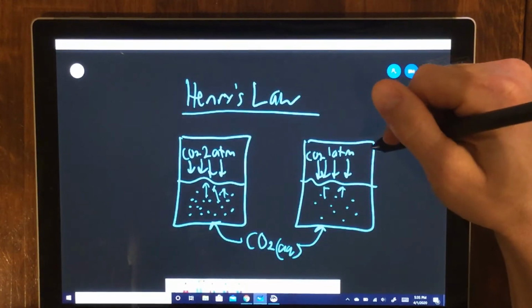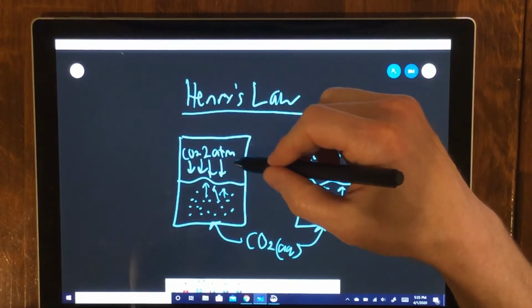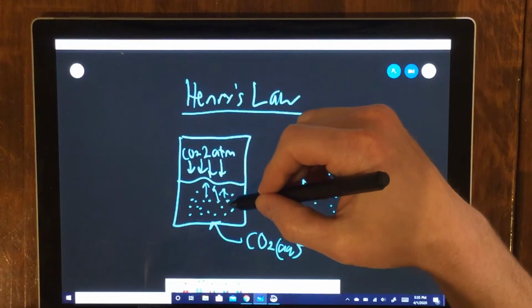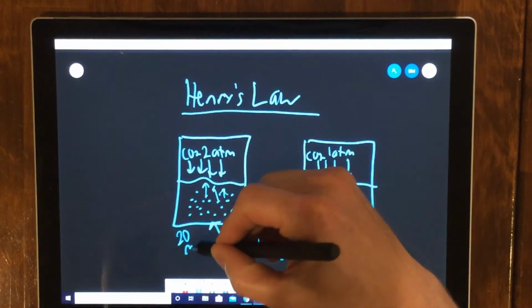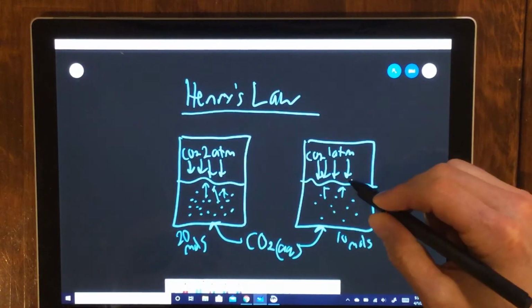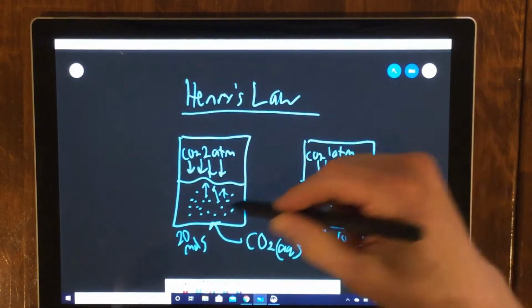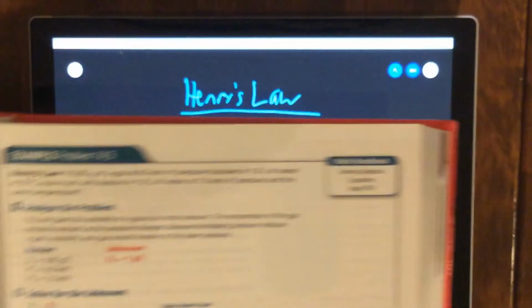It just stops recording. So bottom line is, the higher the pressure above the solution, the more particles stay in the solution. This has 20 dots, so that's, let's say, 20 moles of CO2, and over here, 10 moles. And the reason for that is if you cut the pressure in half, the number of dissolved particles gets cut in half. In the book, it gives you an equation.